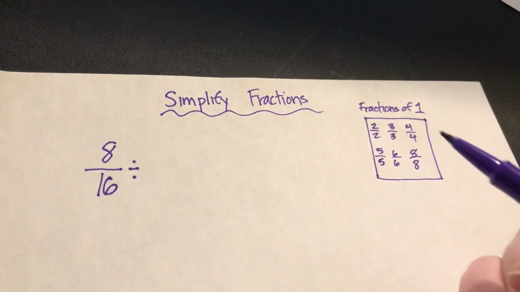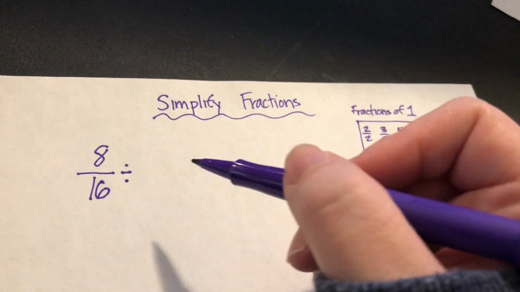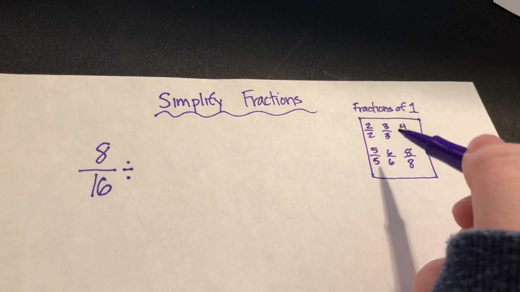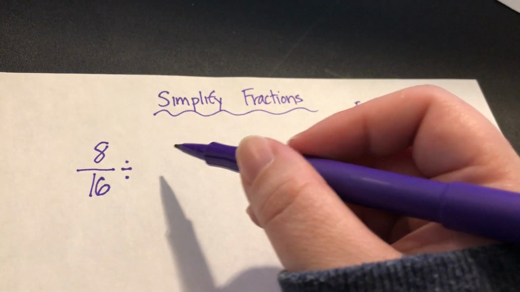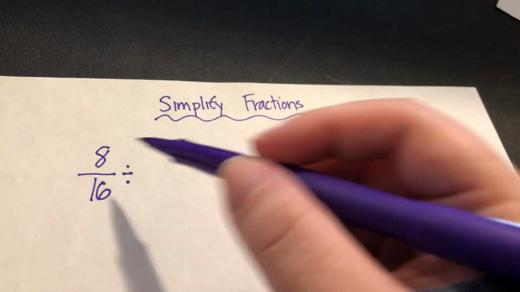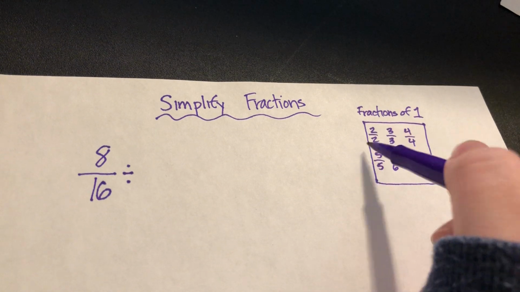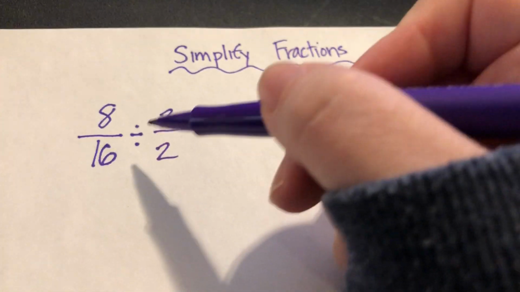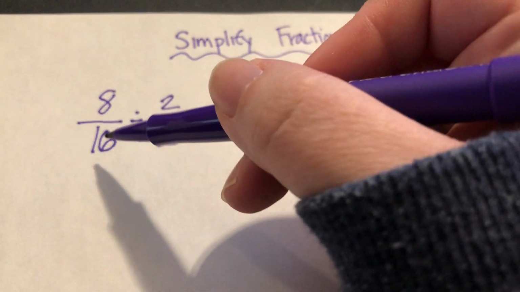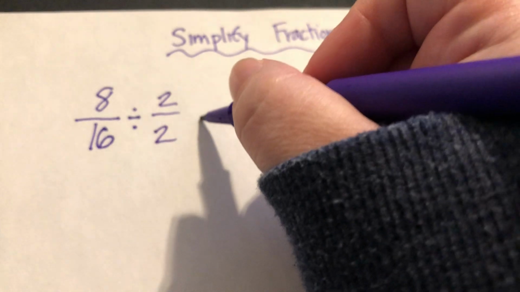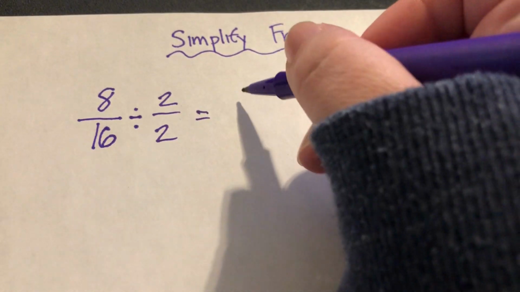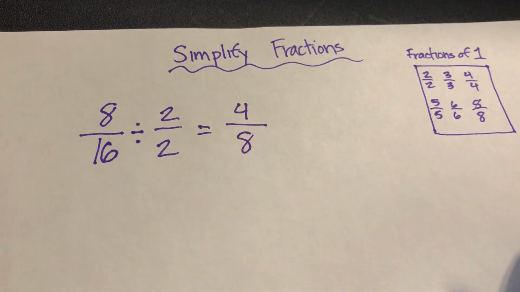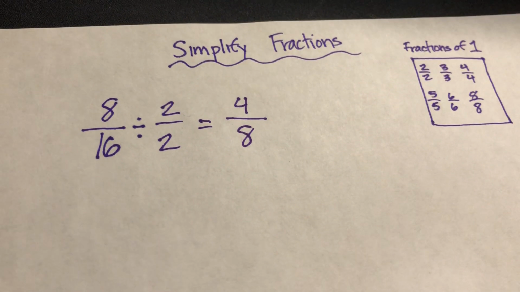So we're going to simplify this fraction, 8/16. One thing that you need to keep in mind is when you simplify a fraction, you can't just use any fraction. You have to do something like 2/2. Can I easily divide 8 divided by 2 and 16 divided by 2? Yes, I can. 8 divided by 2 is 4, 16 divided by 2 is 8.